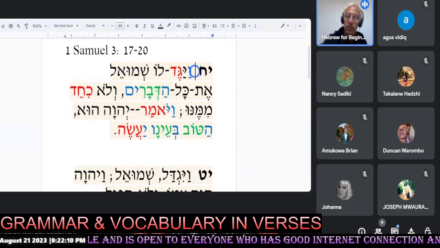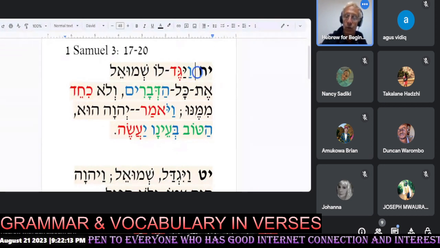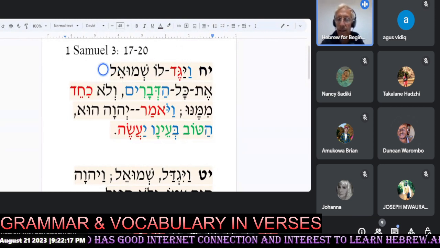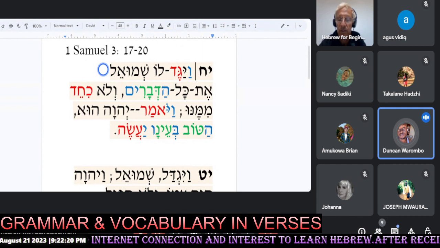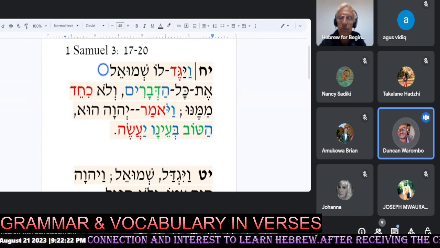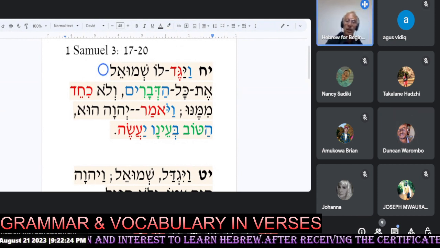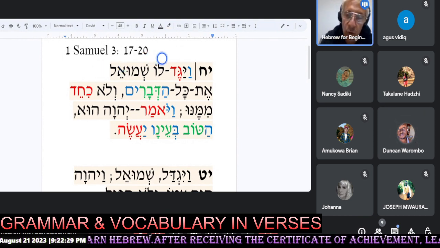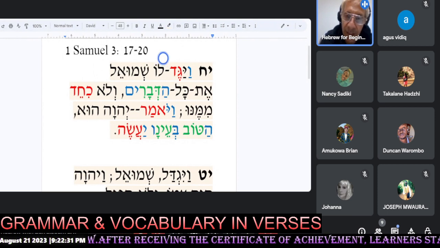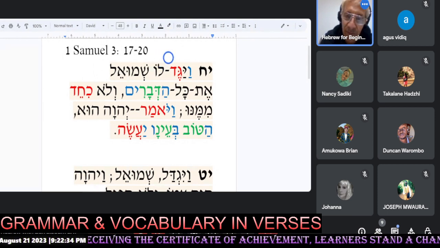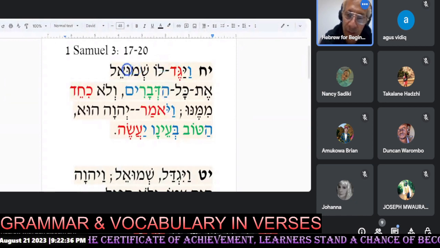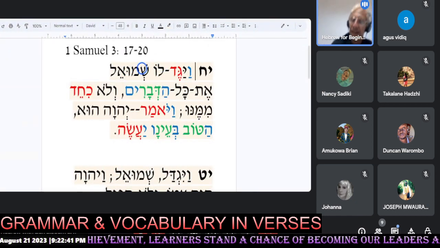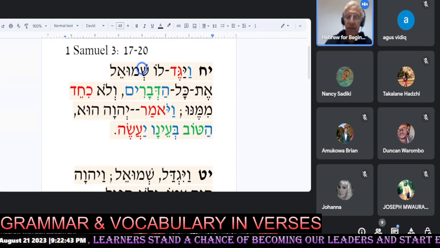And the translation of the first verse, do you want to try the translation of the first line, Duncan? Vayaged, and he told. And he told him, Shemuel. Right. Exactly right. Well done. This is another Hebrew form. Vayaged lo, and he told him, Shmuel, he told Shmuel. It's very common. Nancy, let me ask you to take a turn.